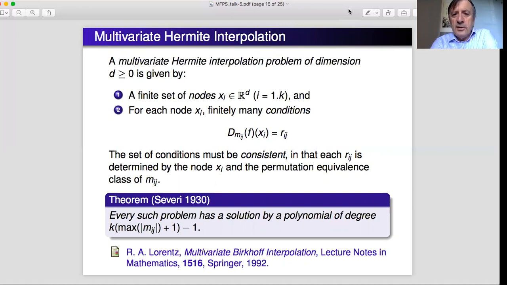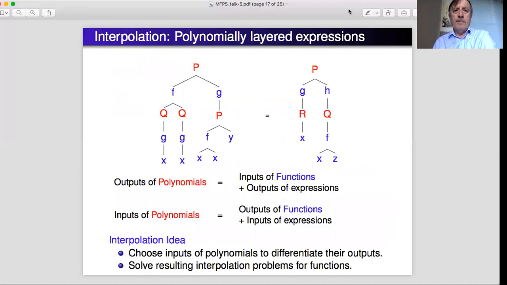And this is just a general statement of Hermite interpolation. If you have a set of points or nodes, as they call it, xi in d-dimensional space, and for each node, finitely many iterated partial differentiation conditions on a function f, then there is such a polynomial. And a proof is explicitly given in this easily accessible book by Lorenz.